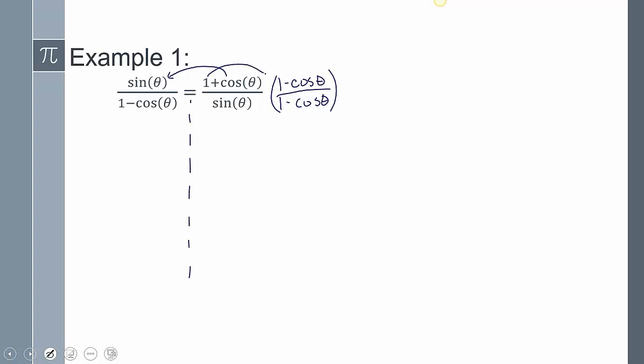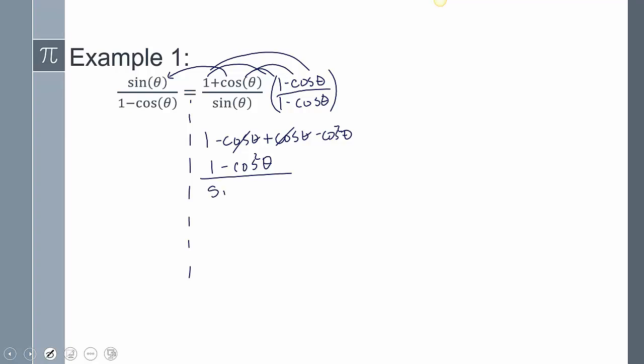Now if I multiply this out, you get 1 minus cosine theta plus cosine theta minus cosine squared theta. That cancels out. So you get 1 minus cosine squared theta over sine theta times 1 minus cosine theta. Now see, look, I got my 1 minus cosine thetas on the bottom. So now it's like, oh, I got to get rid of the sine.